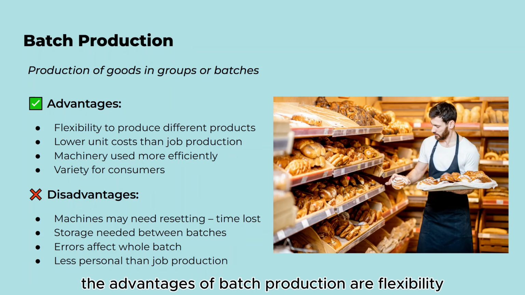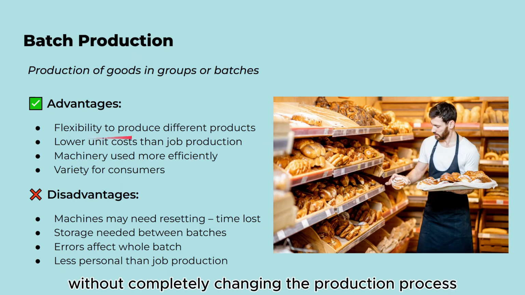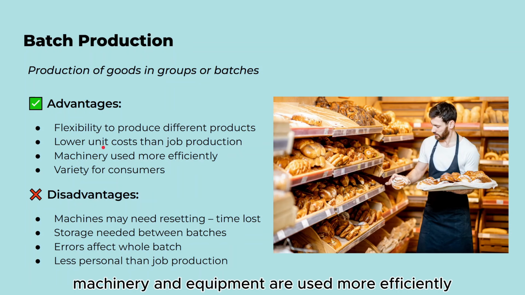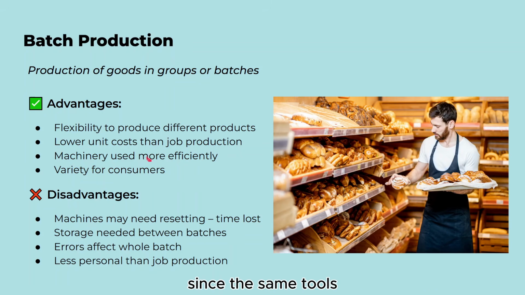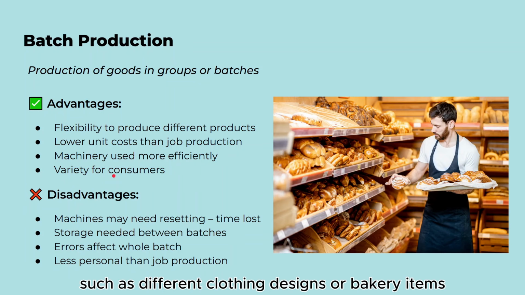The advantages of batch production are flexibility and efficiency. It allows businesses to switch between different products without completely changing the production process. Unit costs are lower than job production because goods are made in larger numbers. Machinery and equipment are used more efficiently since the same tools can be applied to multiple batches. Customers also benefit from greater variety, such as different clothing designs or bakery items.